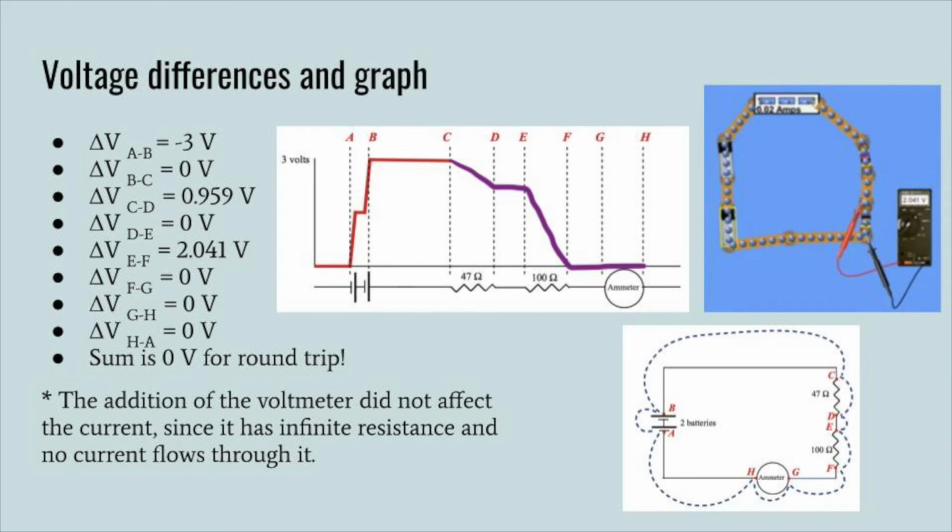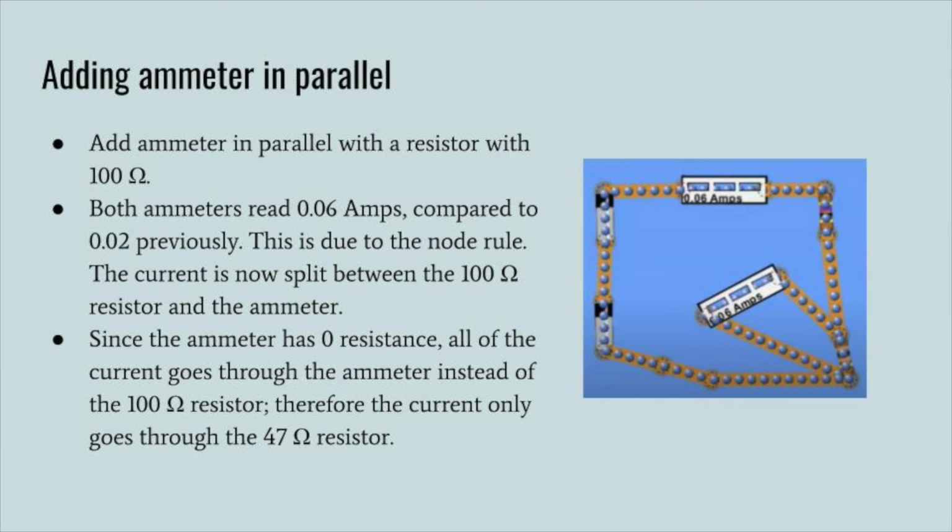Voltage differences were measured in the different locations shown in the bottom image. The graph on the top left represents the general trend of the data measured. The addition of the voltmeter did not affect the current since it has infinite resistance and no current flows through it. Next, I added an ammeter in parallel with a resistance with 100 ohms.